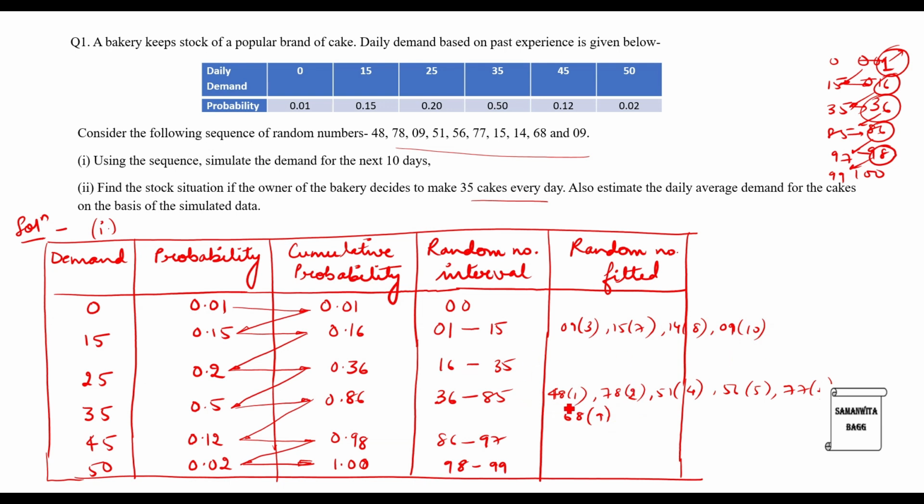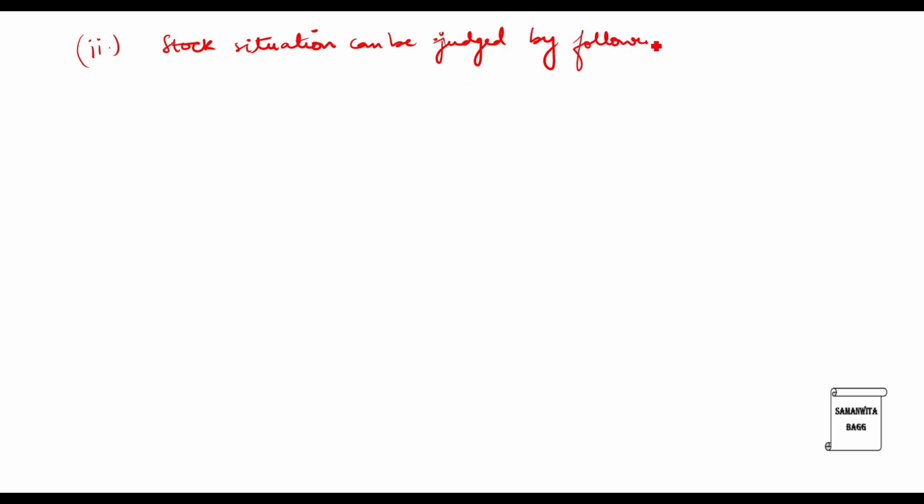So that is how I am going to fit these random numbers in their particular interval. So you have to make this table. Now we will make another table such that we are able to judge the stock situation. So let's go for preparing the second table for judging the stock situation. So I'll just write here that the stock situation can be judged by the following table.